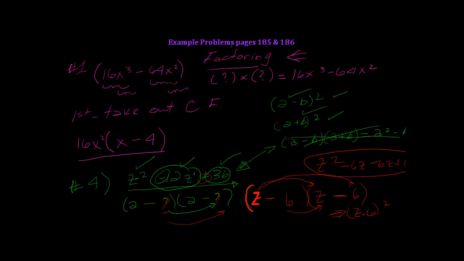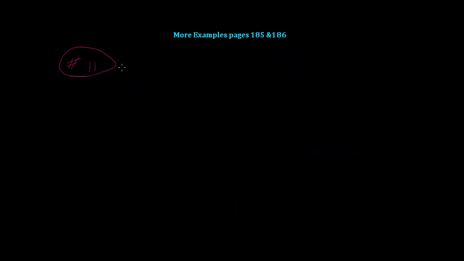So let me turn the page here and go to another example. Let's look at number 11 on page 186, which is 121s squared minus 66st plus 9t squared. Looks complicated, right?